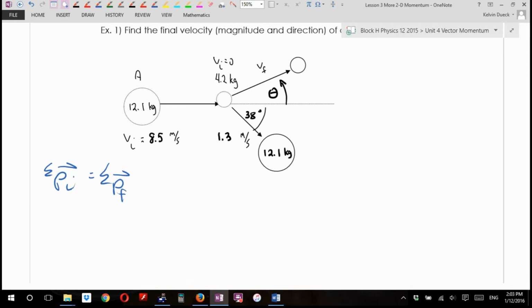Before the collision, looking at Mr. Dewick's skillfully drawn picture, by the way, what's moving before the collision? Mass A, mass B, or both? Okay, so it's going to be mass A initial, right? How do you know that mass B isn't moving? It says VI is 0. If I hadn't said that, we'd be out of luck. But because I said that, fancy word, at rest, or the other word they'll use is stationary. Is that all right? Good.